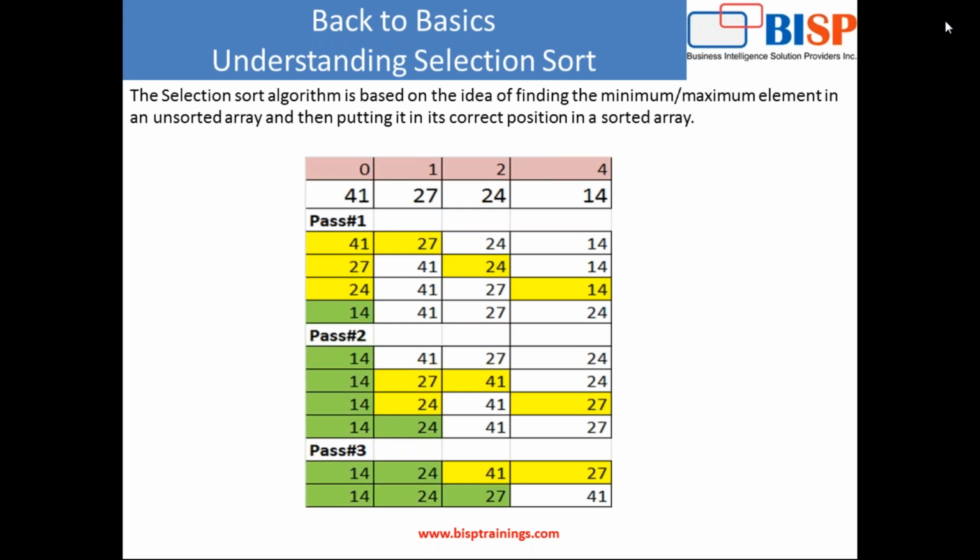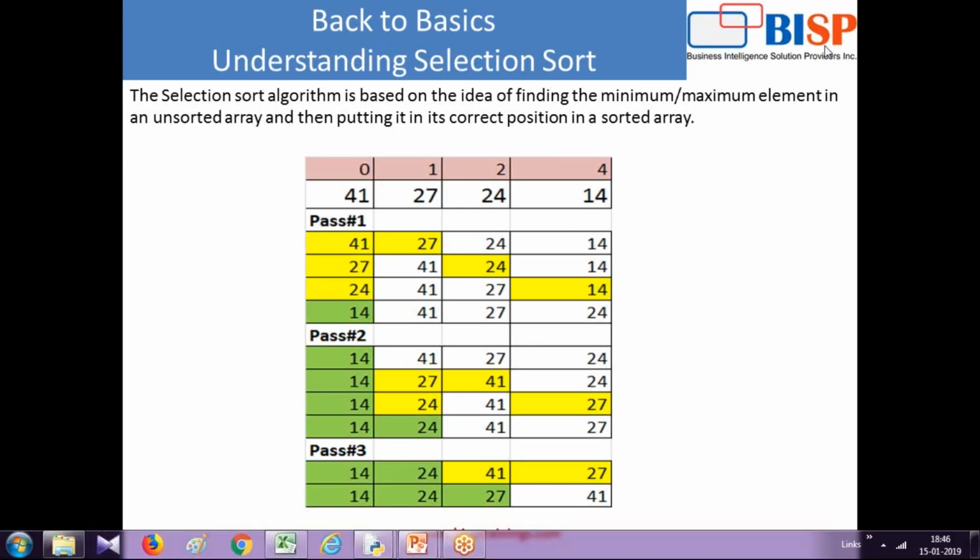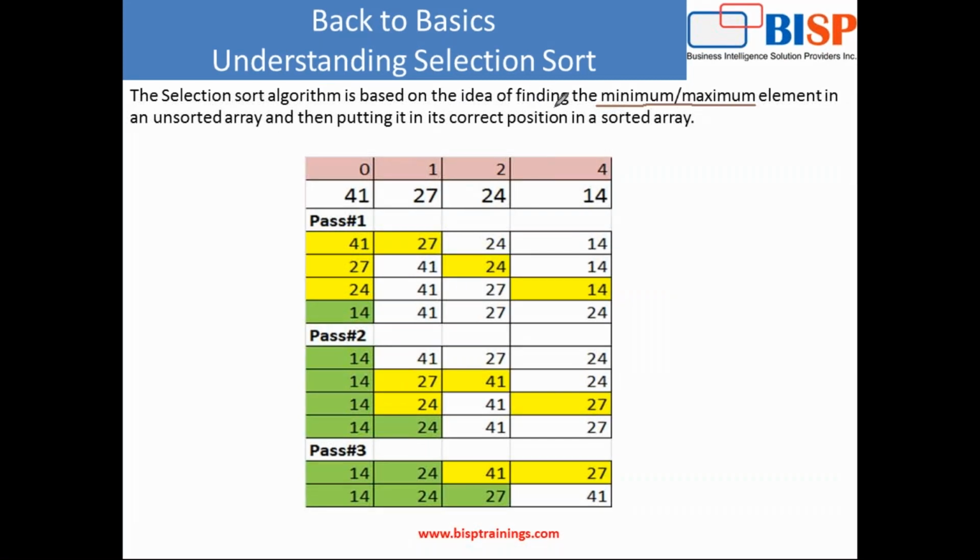So, the formal definition of selection sort: the selection sort algorithm is based on the idea of finding the minimum or maximum number in each pass from an unsorted array and then putting it into its corresponding position. Right. So look at this.